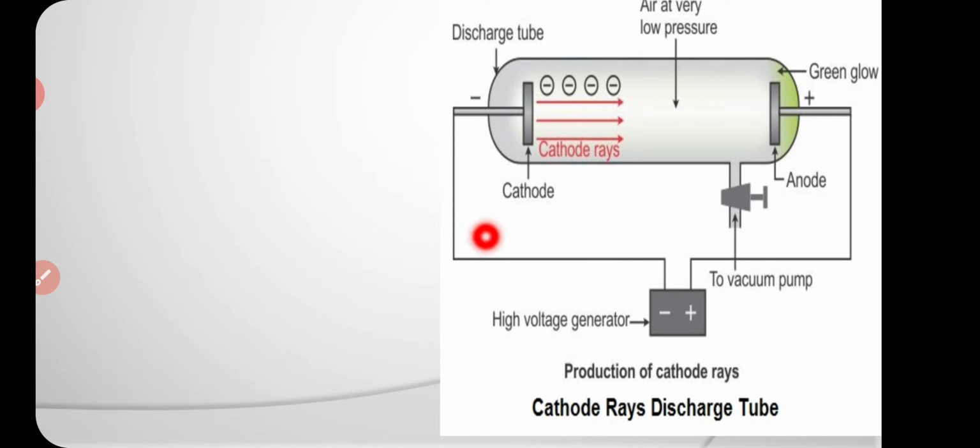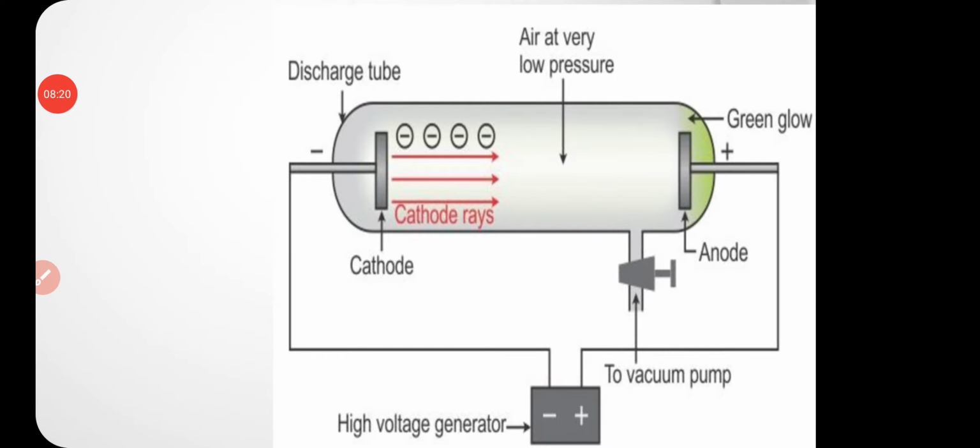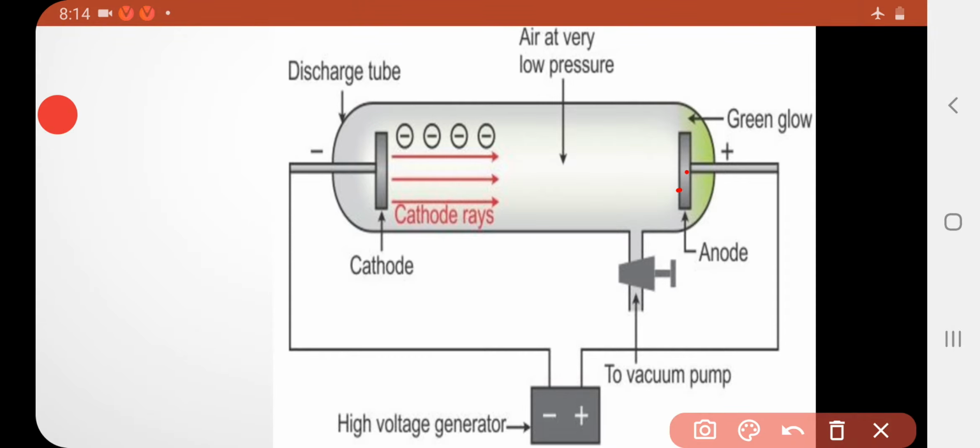Then again he passed the air, and he observed that some light is blinking over here. To investigate that light, he made this anode perforated, meaning he put holes in this anode. Afterwards he took a zinc sulfide layer at the back side of the anode.